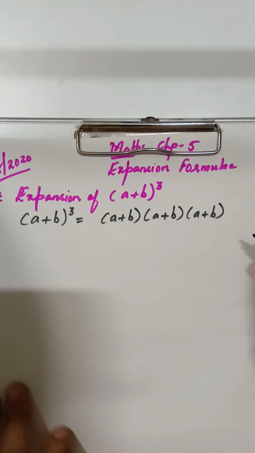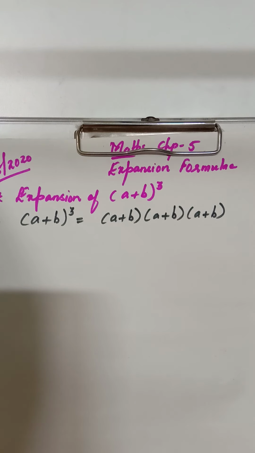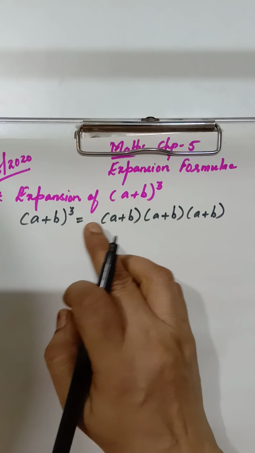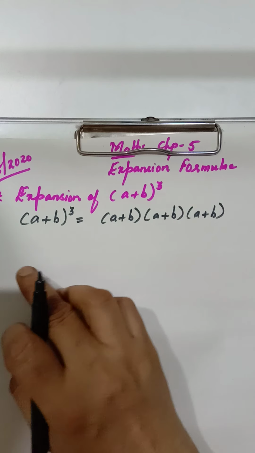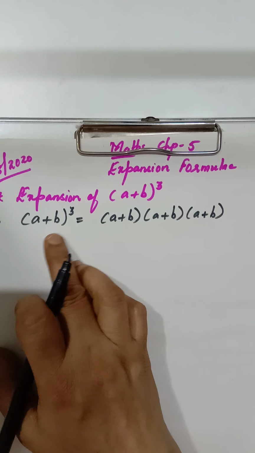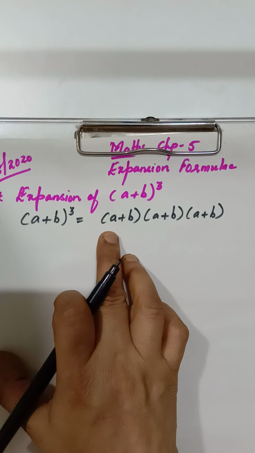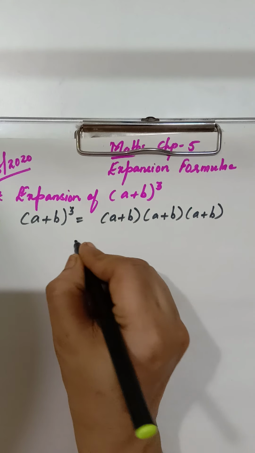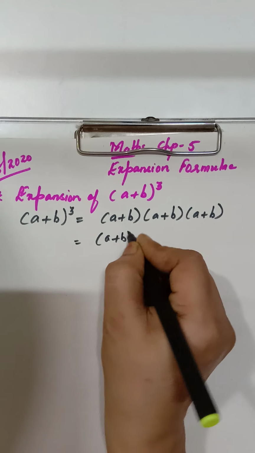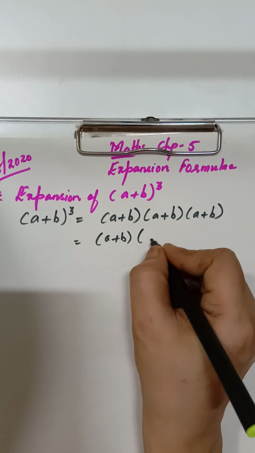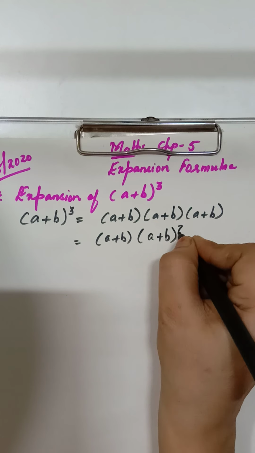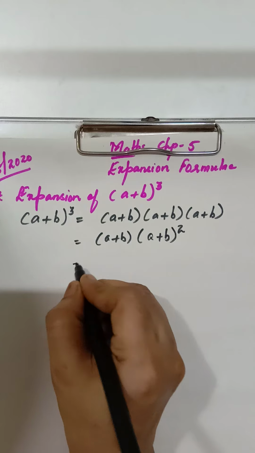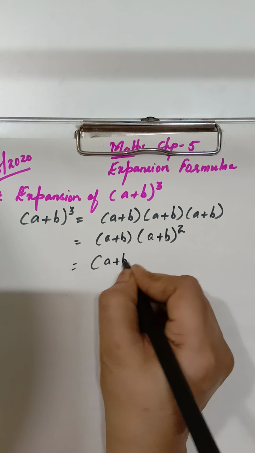Morning students, let's continue with the fifth chapter, chapter 5, expansion formulae. Today we are going to learn the expansion of (a + b) whole cube. You can see children, (a + b)³ can be written as (a + b) into (a + b) into (a + b). Now (a + b) into (a + b) we can write as (a + b) whole square, in a bracket. So this is equal to (a + b).